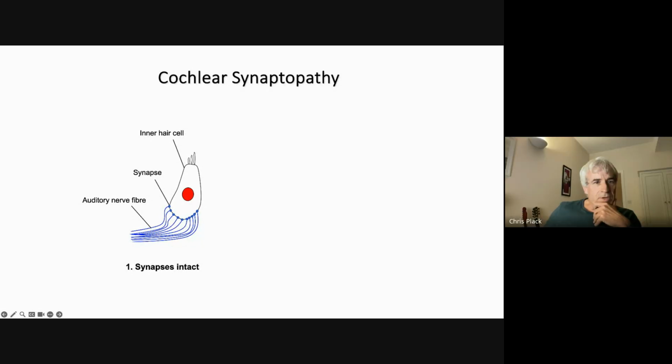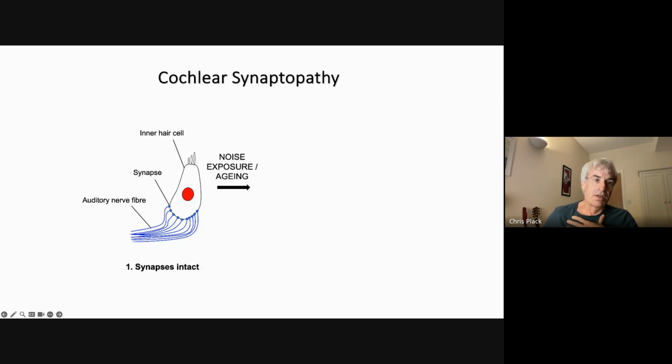Perfect. Yeah, great. So that was a really nice introduction, Andrew. Thank you very much. As Andrew mentioned, I'll just give this little cartoon of what we think is going on here. So cochlear synaptopathy: you have inner hair cells. They're connected by synapses to several auditory nerve fibers, maybe between 10 and 20 auditory nerve fibers.